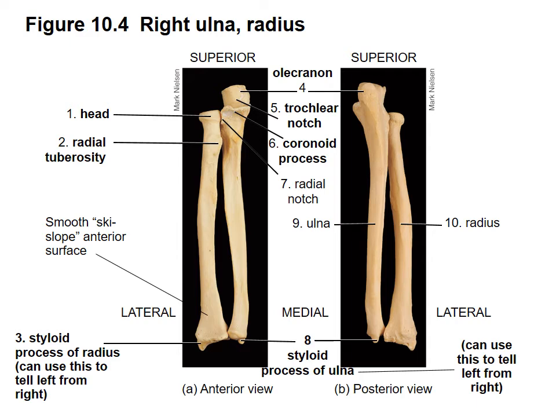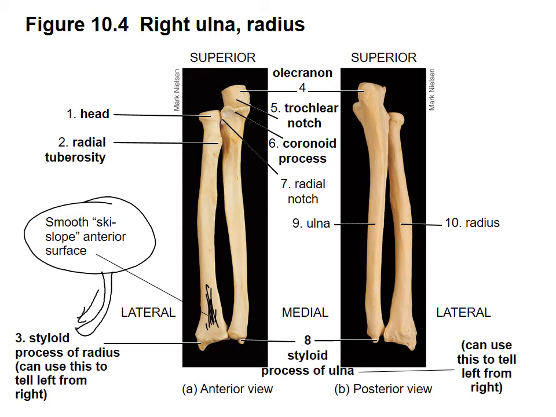So here's actual bones showing the head of the radius and where it fits into the radial notch of the ulna. You have the olecranon. It's difficult to see the trochlear notch in this picture, but it's there. It looks almost like a bulge in this photograph. And the coronoid process sticks off the anterior side of the ulna. You have this smooth ski slope anterior surface of the ulna down here. This whole part is very smooth. It looks like a ski slope because it just sort of flares out. If you look at it from the side, it goes like this.